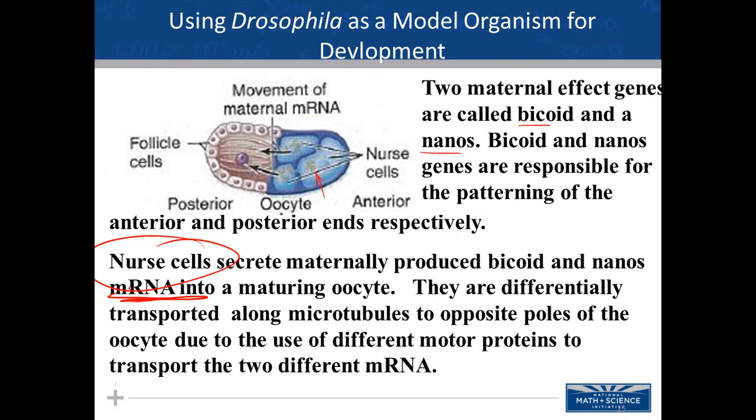Now, once those messenger RNAs are put into the egg, then we have to set up a concentration gradient. But the question is, how in the world does that occur? Well, it turns out that those messenger RNAs are differentially transported along microtubules of the oocyte using different motor proteins to transport the two different kinds of messenger RNAs.